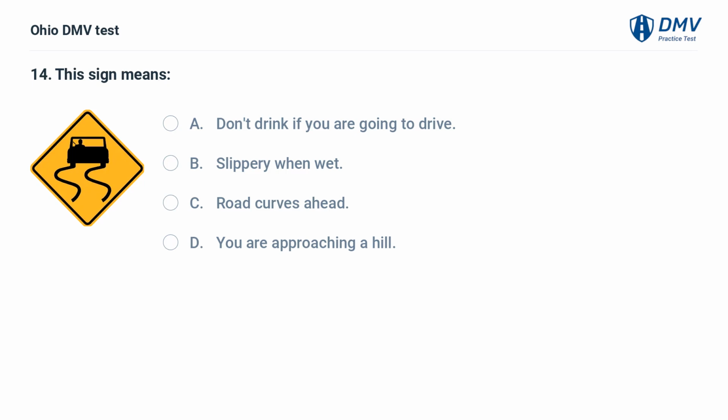This sign means A. Don't drink if you are going to drive. B. Slippery when wet. C. Road curves ahead. D. You are approaching a hill. B. Slippery when wet. This sign warns that the road is slippery when wet.